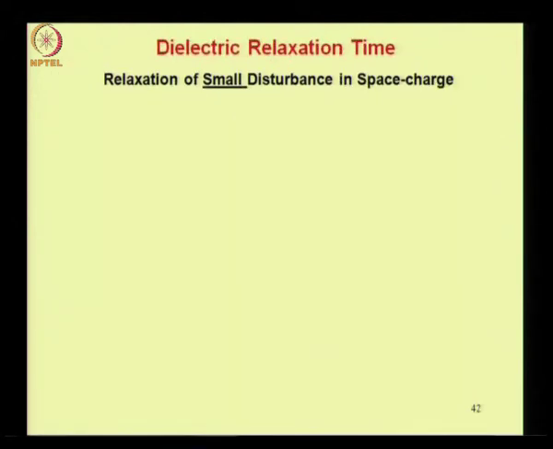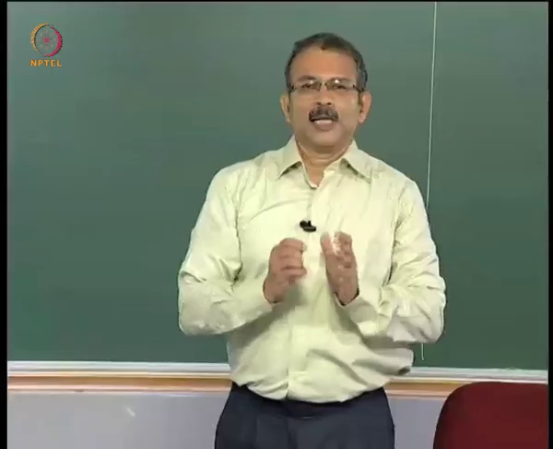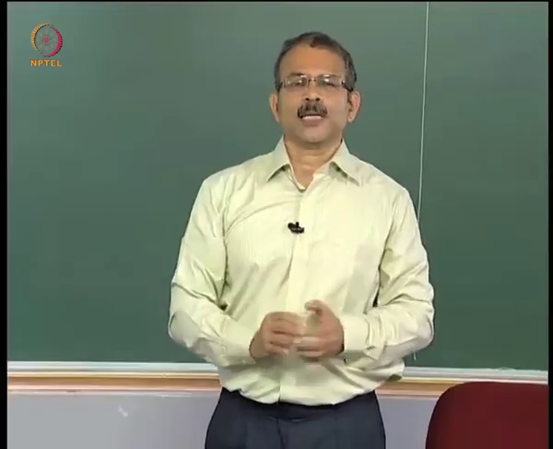Now let us do a similar thing for another time constant, that is the dielectric relaxation time. The dielectric relaxation time is associated with relaxation of small disturbance in space charge. First let us describe the situation. So you have an n-type semiconductor in which you are injecting only one polarity of carriers. Let us say we are injecting majority carriers. So we shall consider the injection of majority carriers and minority carriers separately, right. First let us discuss the case in which we inject majority carriers.